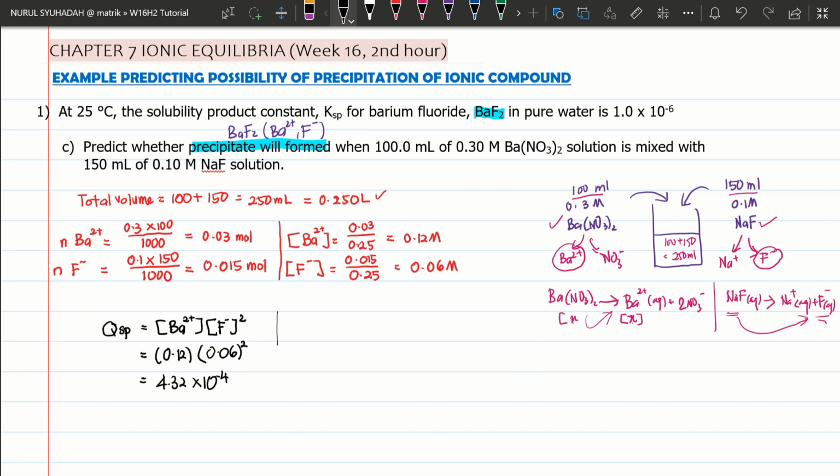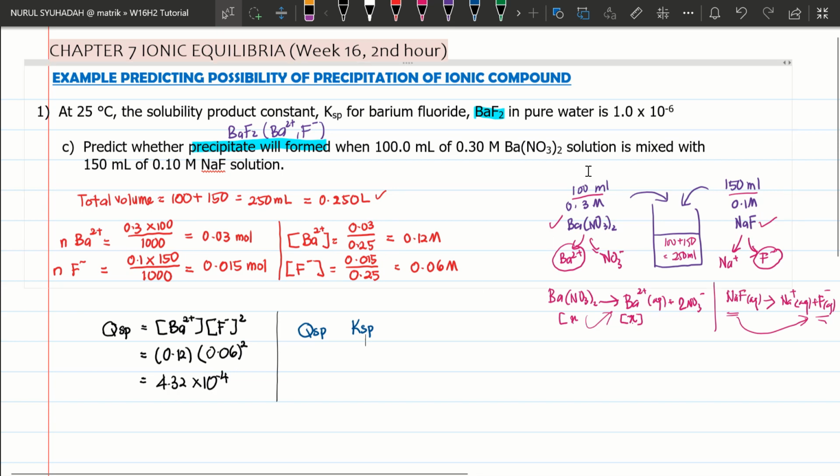Okay, why do we find the value of Qsp? Because we want to know whether a precipitate can form or not. Okay, what do we need to do? Compare the value of Qsp with Ksp. So, you will make a statement. So, Qsp, Ksp. We check, is it bigger or smaller? So, Qsp 4.32 times 10 to the negative 4, Ksp 1.0 times 10 to the power of negative 6. So, clearly Qsp is bigger than Ksp.